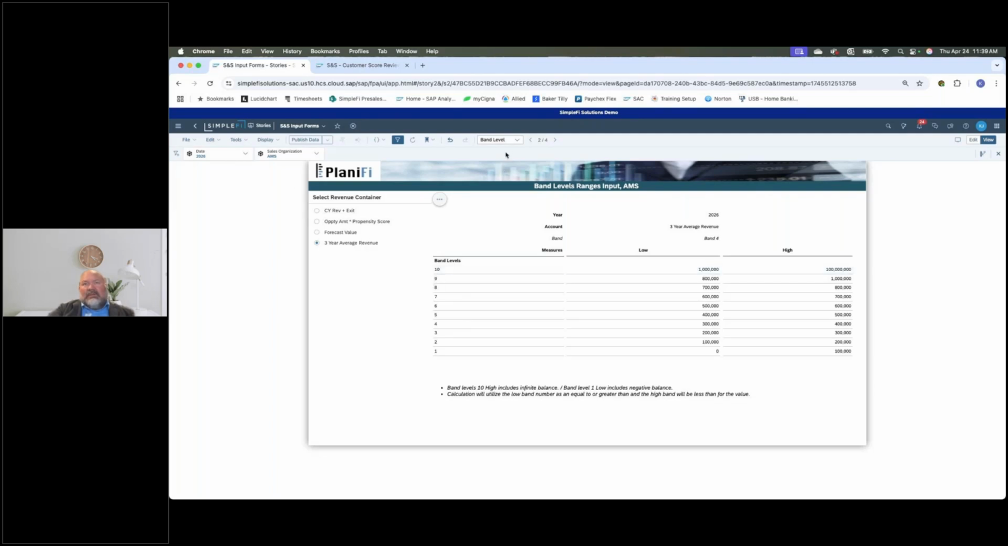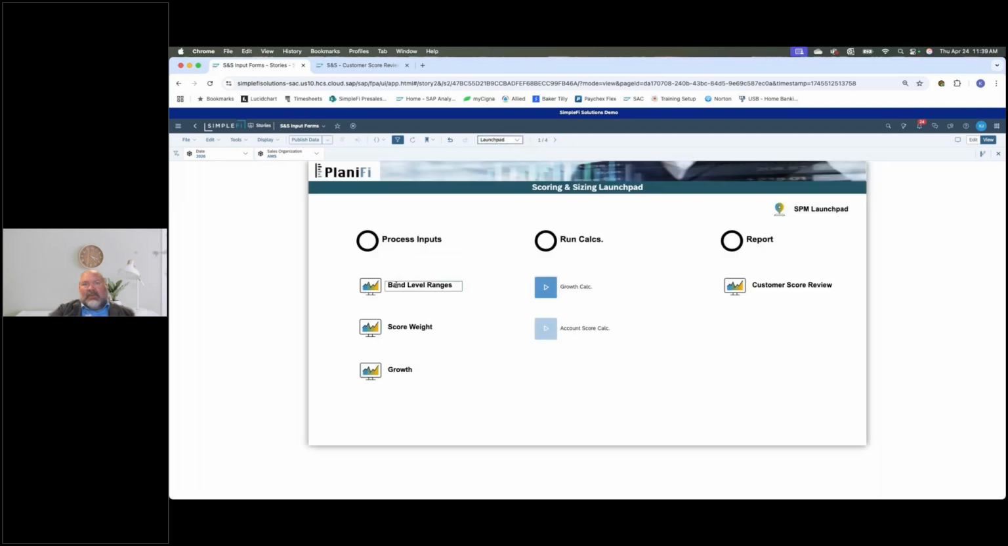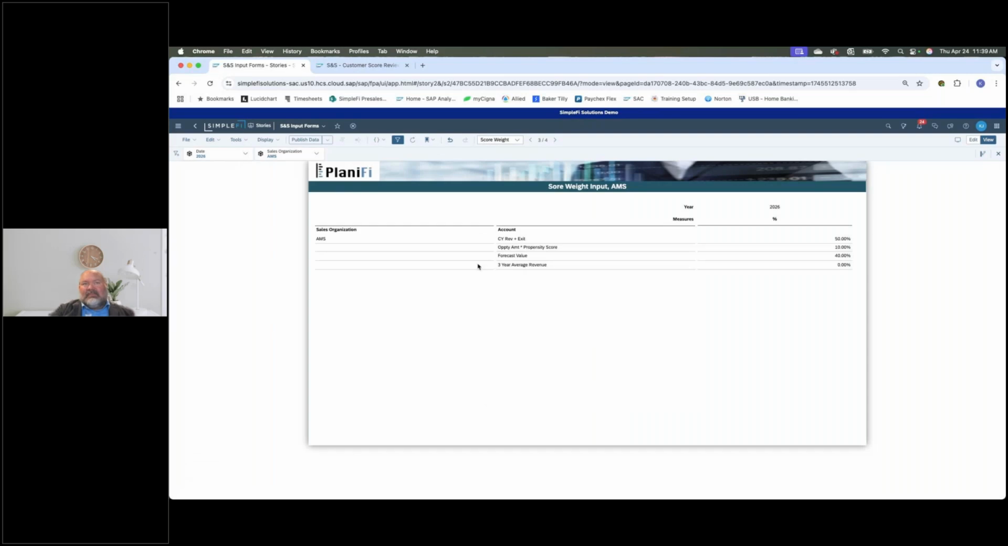What we want to do by setting up all the bands here is, on the next screen, the score weight. I'm actually going to go back to the Launchpad. So we have the band levels, we have the score weight, and then we have the growth. If I go to the score weight, I'm able to say for the Americas, out of these 4 buckets, I want to give different weightings to each of these buckets to determine the account score ultimately for the customer.